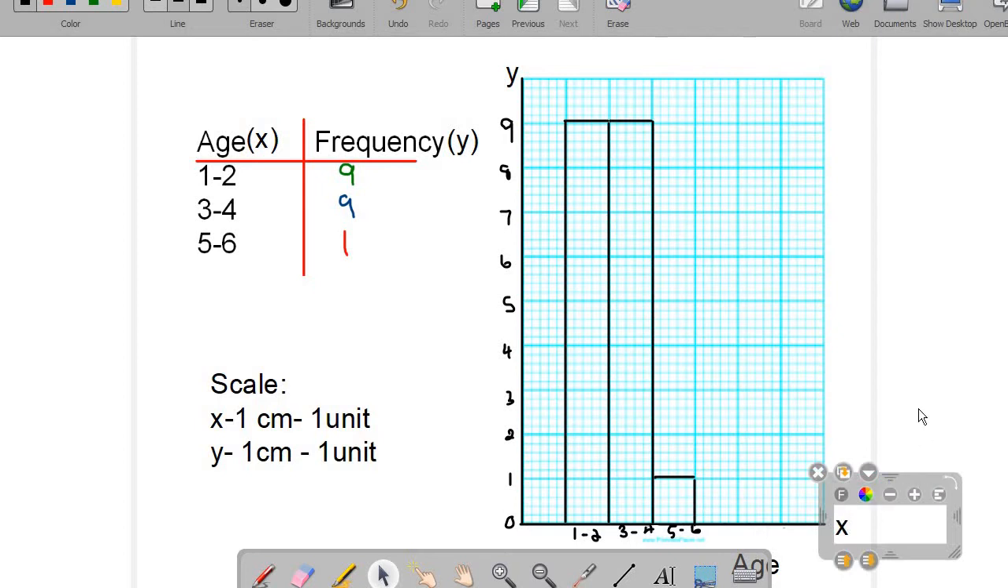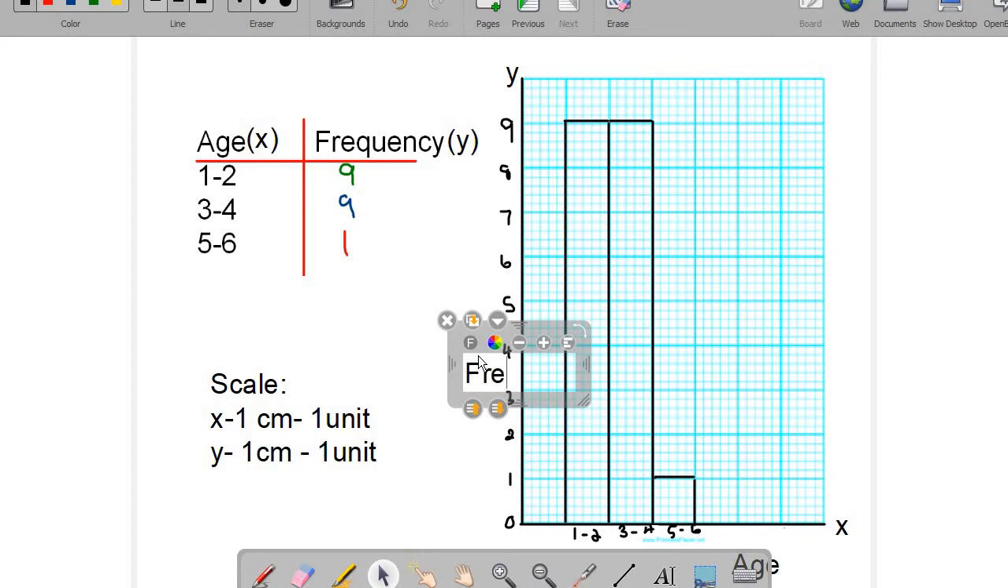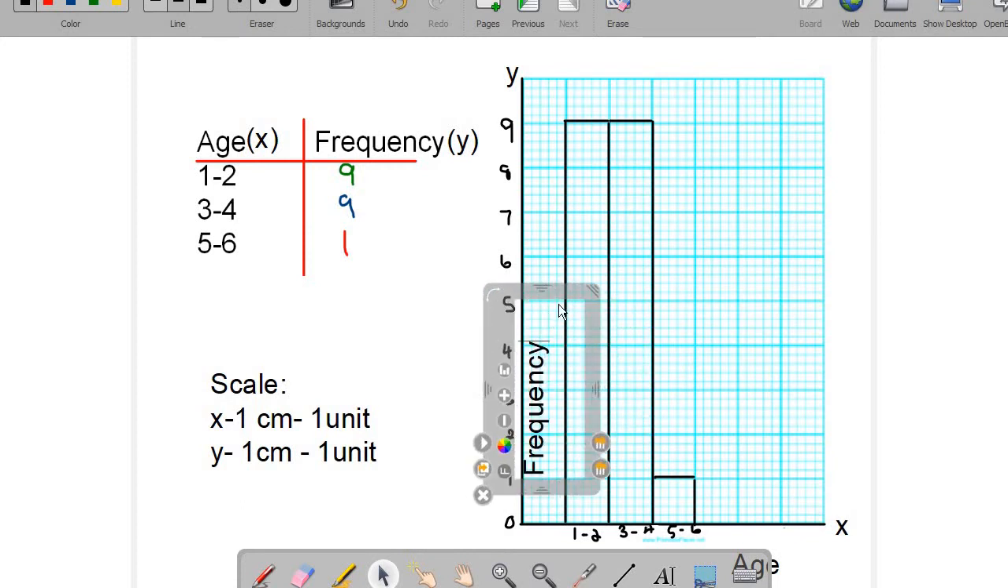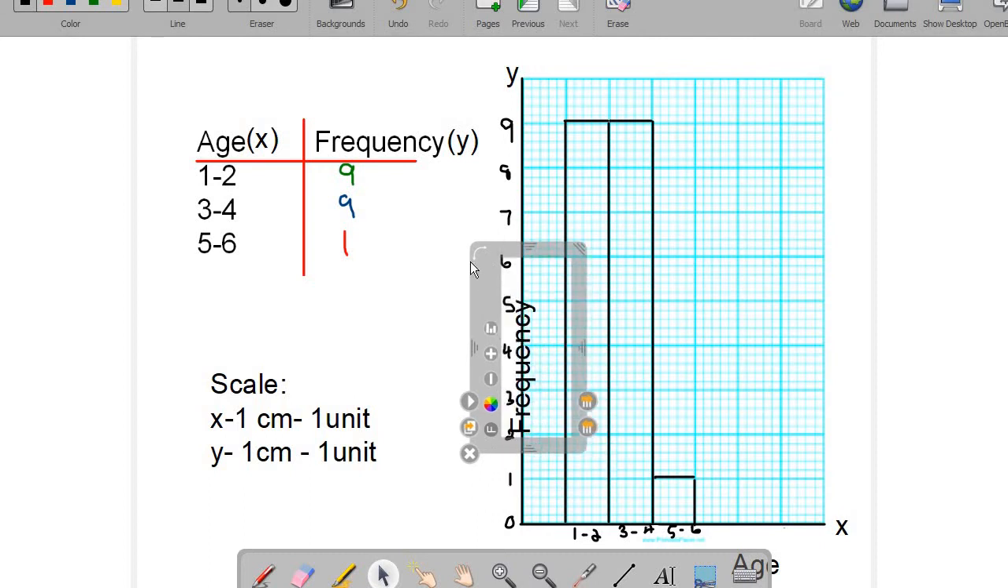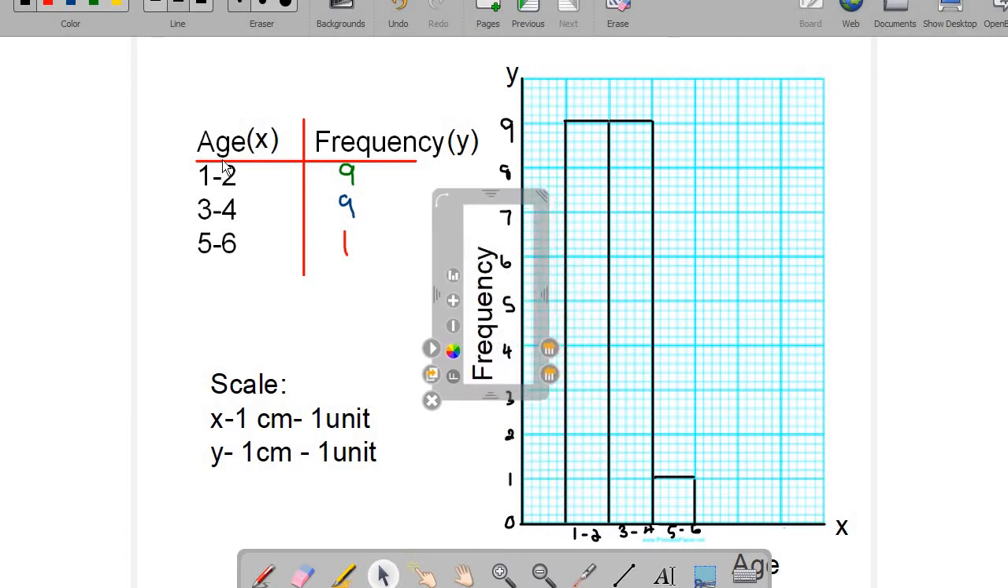Then I'm going to title the other axis, that's my y-axis. Your y-axis is always frequency. So you're always going to put frequency on the y-axis. The title you give the x-axis depends on what these values are describing. All of these values, from the previous video, are describing ages. That is why I put age here. The y-axis must always have frequency.